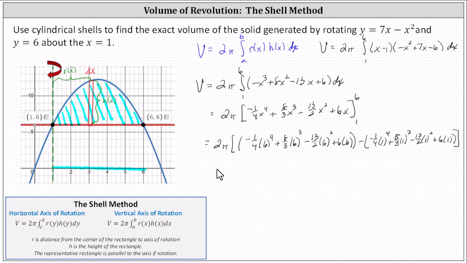I've already done the simplifying here. We have 2 pi times the difference of 54 and 23/12, which simplifies to 625 divided by 6 pi. And this is volume, and therefore we can label the units cubic units.